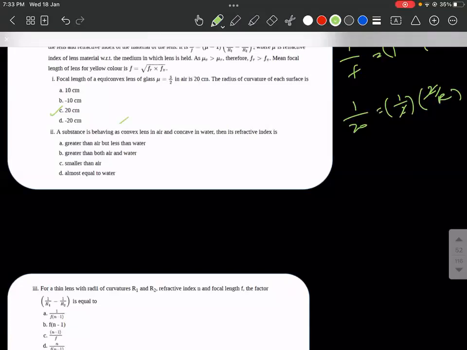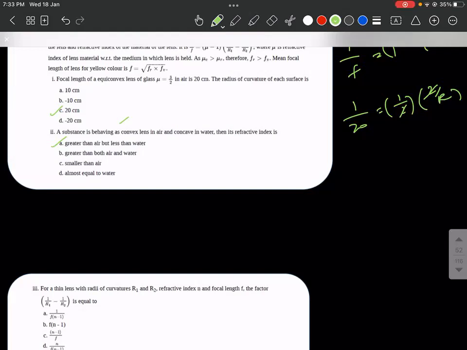A substance is behaving as a convex lens in air and concave lens in water. Then the refractive index is greater than air but less than water. Correct. You remember I told you this question will come as a Viva question also. I think your practical is over, right? No, sir, it's not over. This might be a Viva question also.